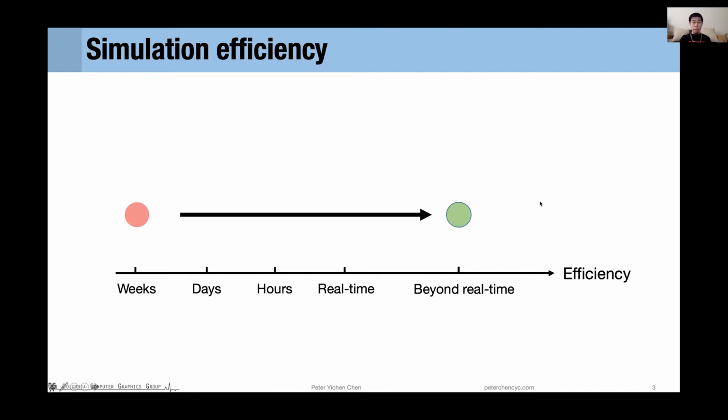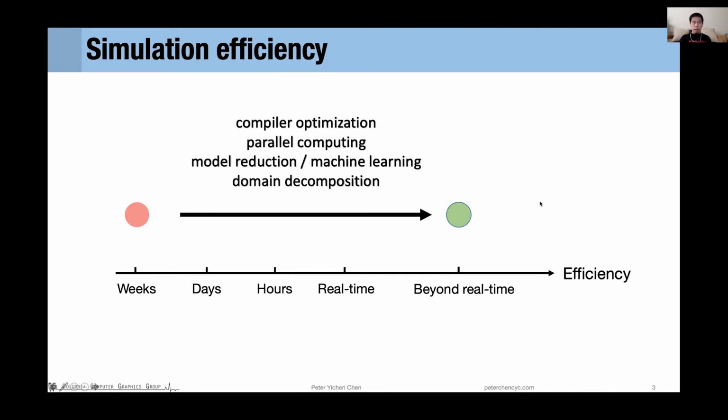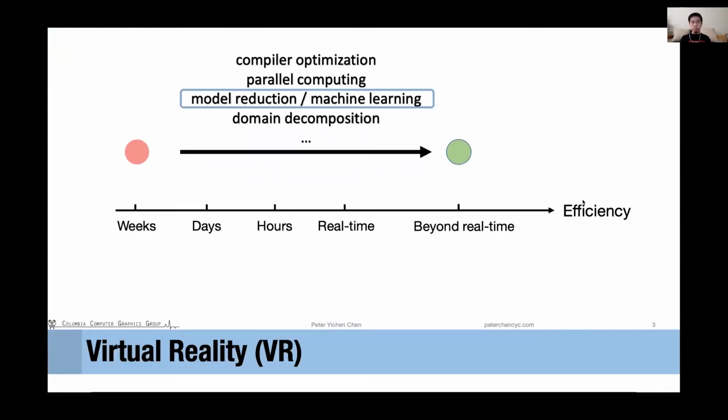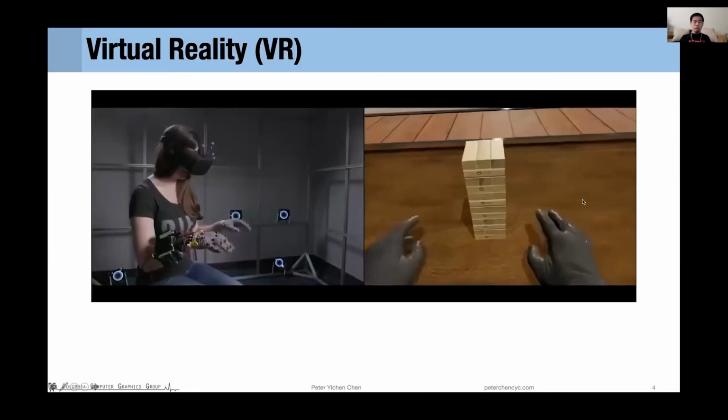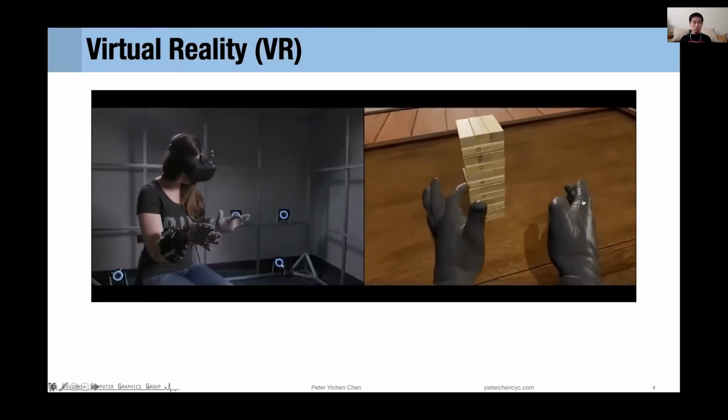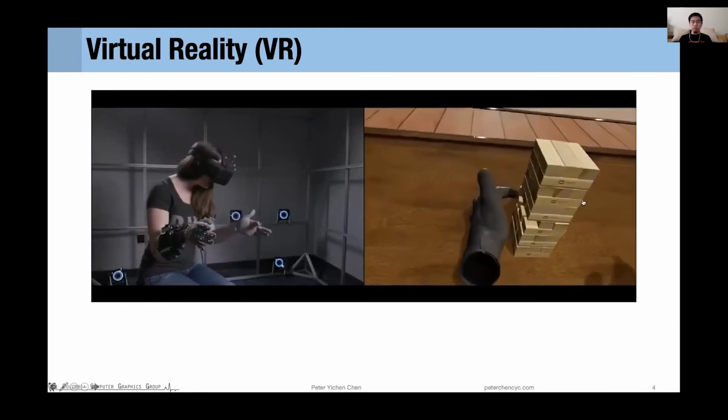Lots of great work has been done for this endeavor, and the work I'm presenting today is just trying to make this happen. In particular, I'm interested in using this model reduction and machine learning approach. Let's ground ourselves in a particular application that requires physics simulation: virtual reality.